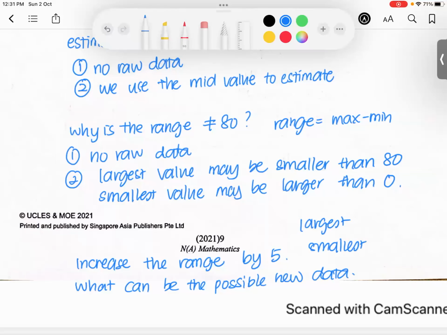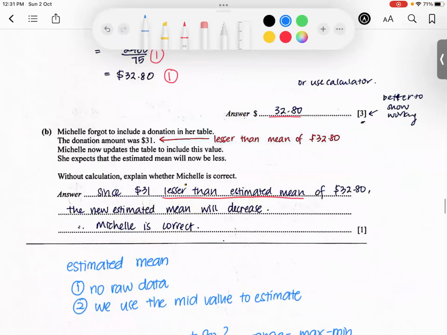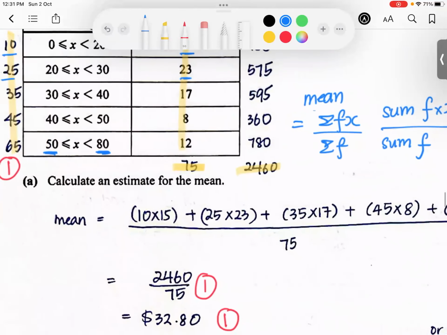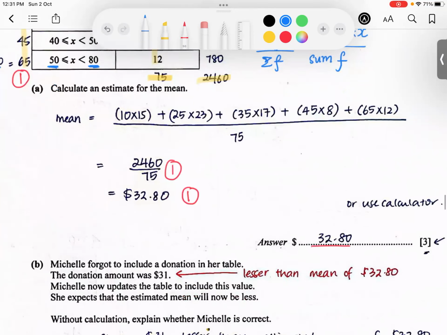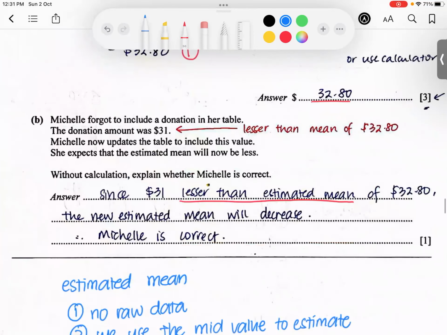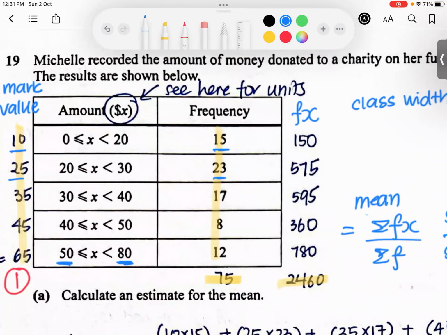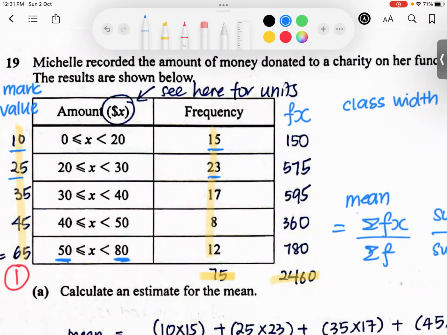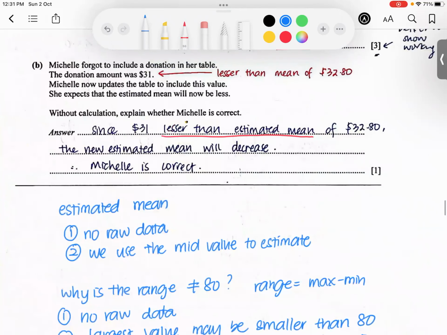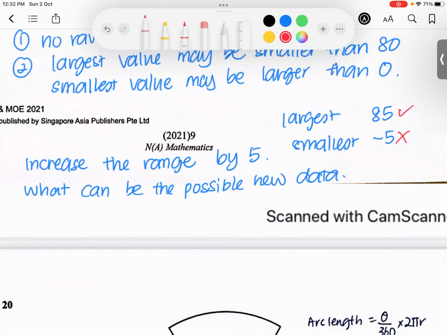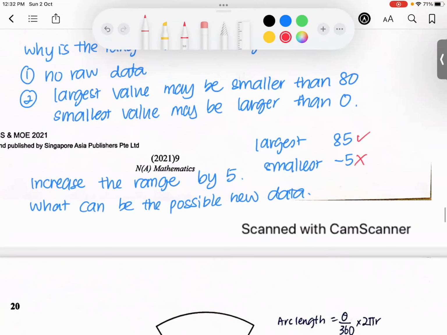If I look at the largest data, my largest data value is 80. If I want to increase the range and the smallest value stays the same, my value in this case can be 85. Next, I can look at my smallest data value, which is 0. If I want to make the range bigger, my 0 must decrease, which is -5. But since these are all data values, the number cannot be negative. So in this case, it can only be 85. All right, so this is one possible type of question.